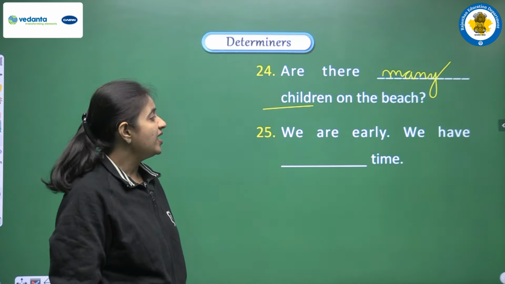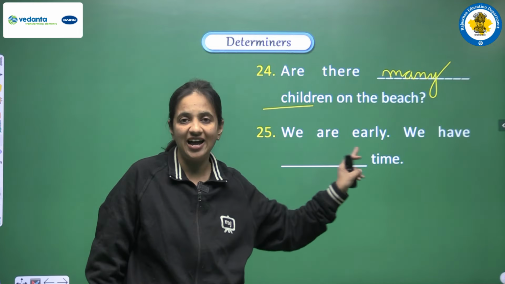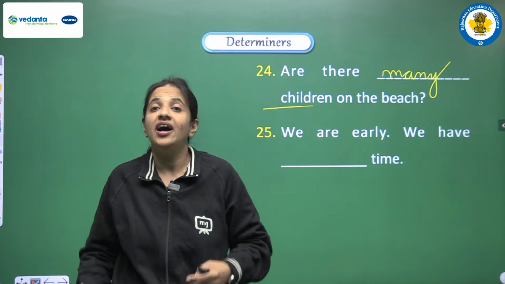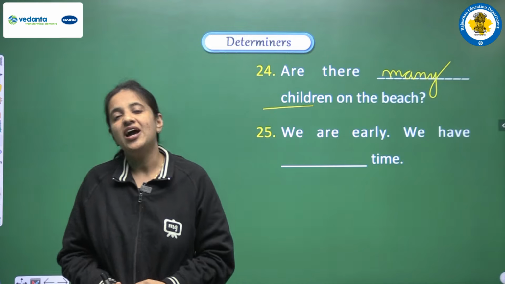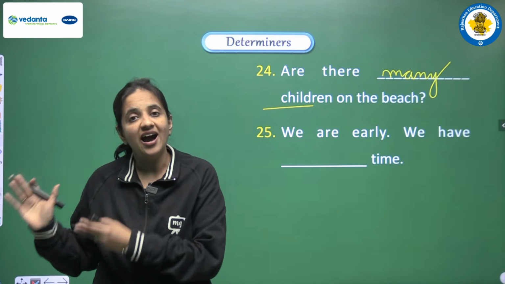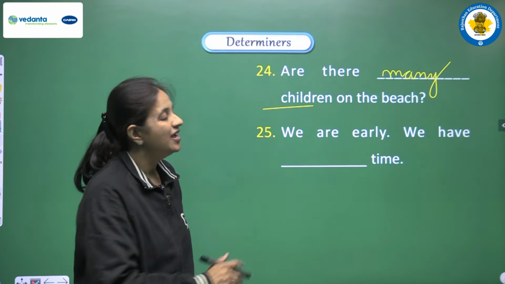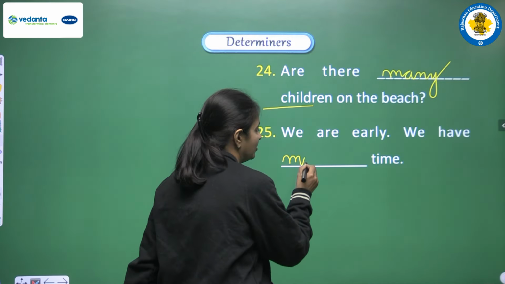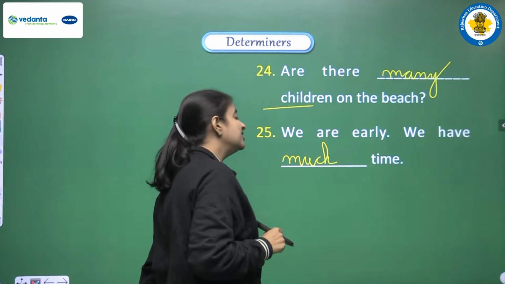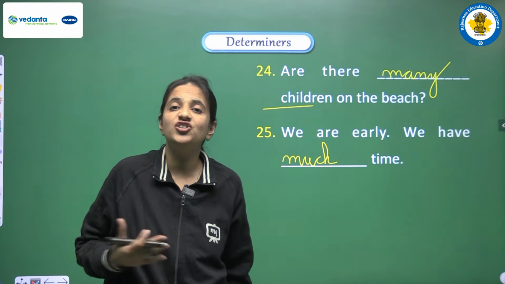Next sentence, we are early, we have time. So here we are having time. So yes, time is an uncountable noun, right? If you are having hours, minutes or seconds, they are countable nouns, but time is an uncountable noun, and in this sentence our answer will be much. And the complete sentence will be, we are early, we have much time.